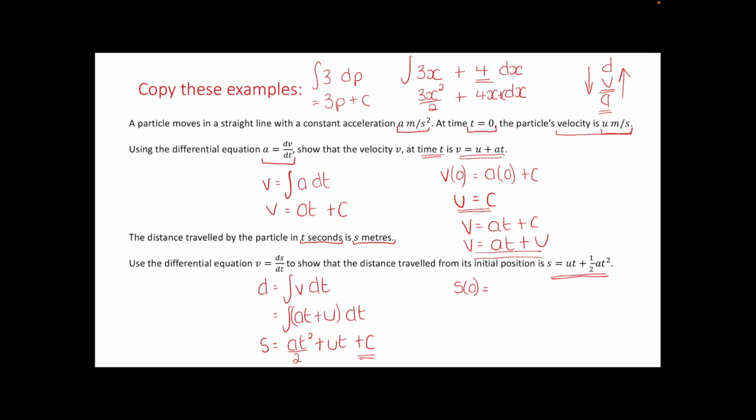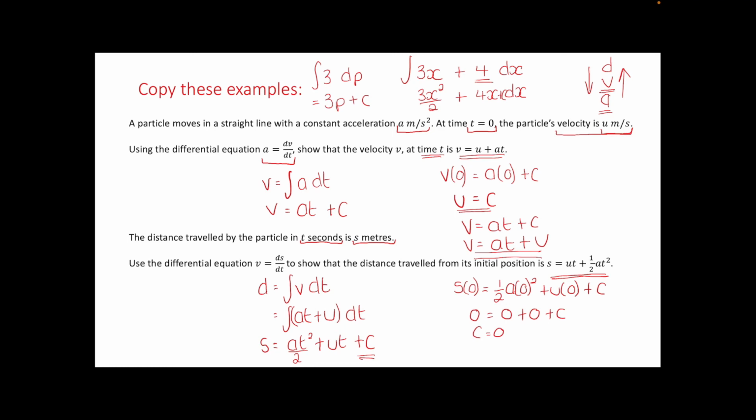So replacing all my t's by 0, I've got a half a 0 squared plus u times by 0 plus c. My distance when it's in original position, so its time is equal to 0, but its distance is also equal to 0. So s of 0 must be equal to 0. Over here, this half a 0 squared is just going to give me 0, plus u times 0 is just going to give me 0, plus c. So for this one, c must be equal to 0.